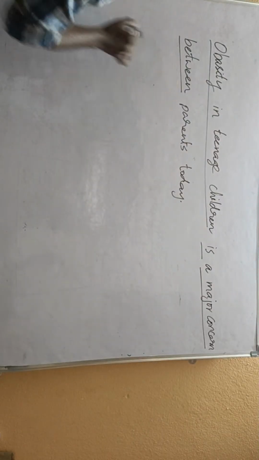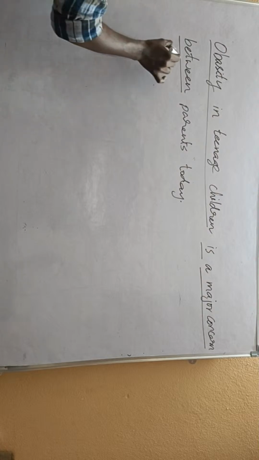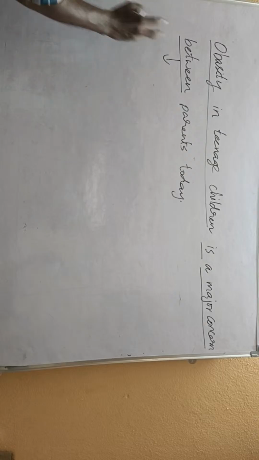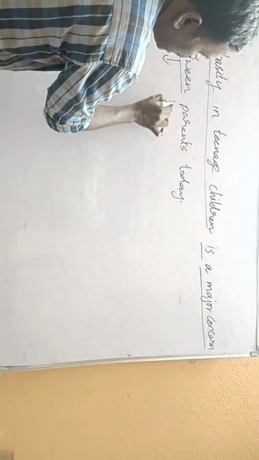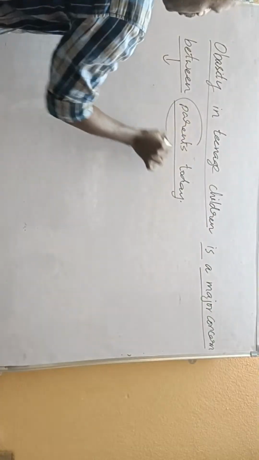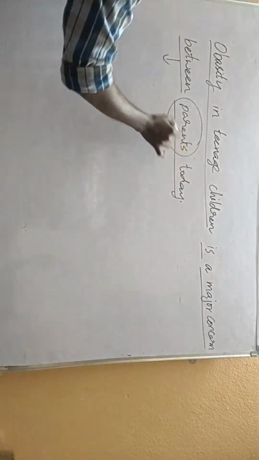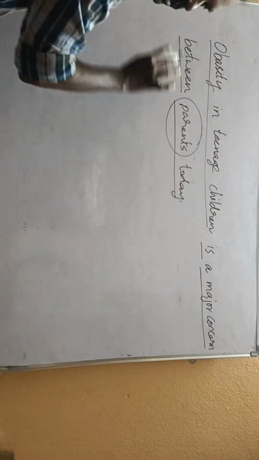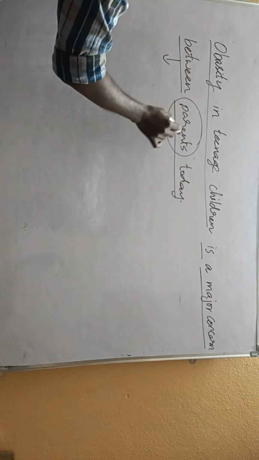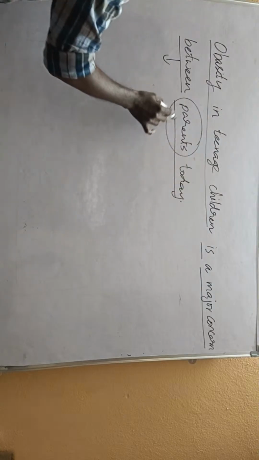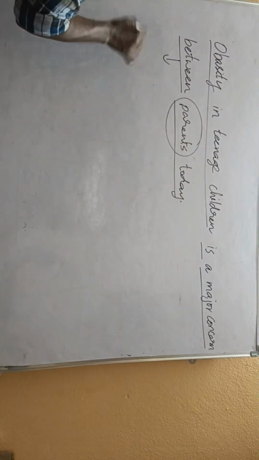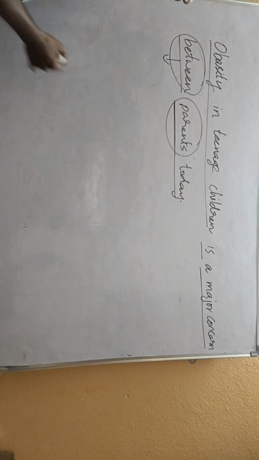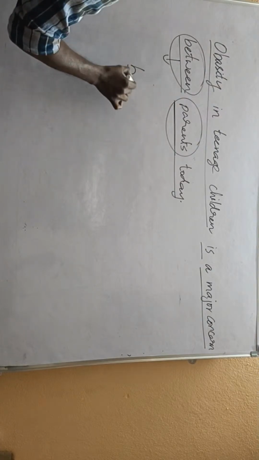Between is a preposition that should not be used here, because between always tells about two persons or things. Parents is a plural form. If there are two different things, we can use between: between boys and girls, between ladies and gents, between this and that. But here between should not be used, as this is plural form. The error is between.